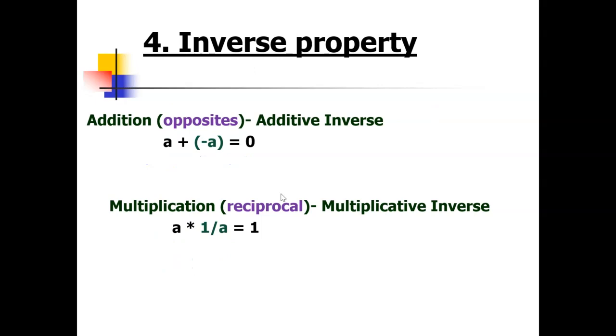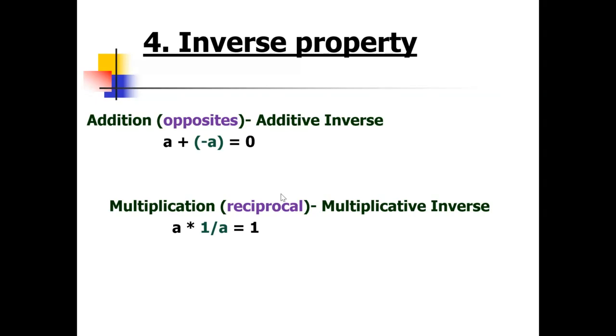The next property is inverse. For addition inverse, you must do the opposite. It's also called the additive inverse. Here we are looking for a number. What should we add to the number so we get 0? That is only possible when you're adding a number and its opposite. For multiplication, when you have a number, you're thinking of what to multiply it by so you get 1. It's called the multiplicative inverse. In that case, you have to flip the number or write the reciprocal of the number.